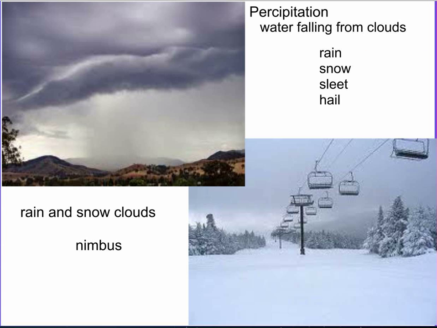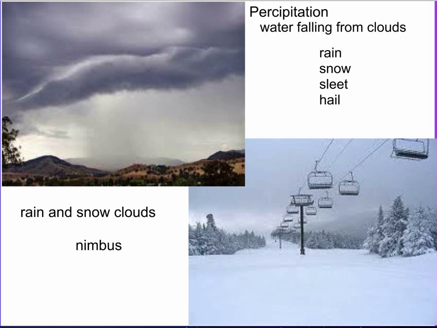Now, precipitation in the form of rain or snow comes from what we call a nimbus cloud. In Latin, nimbus means dark rain cloud. So cumulonimbus is a thundercloud, and nimbostratus, when it's low to the ground, is actually going to bring that long, steady rain or snowfall.